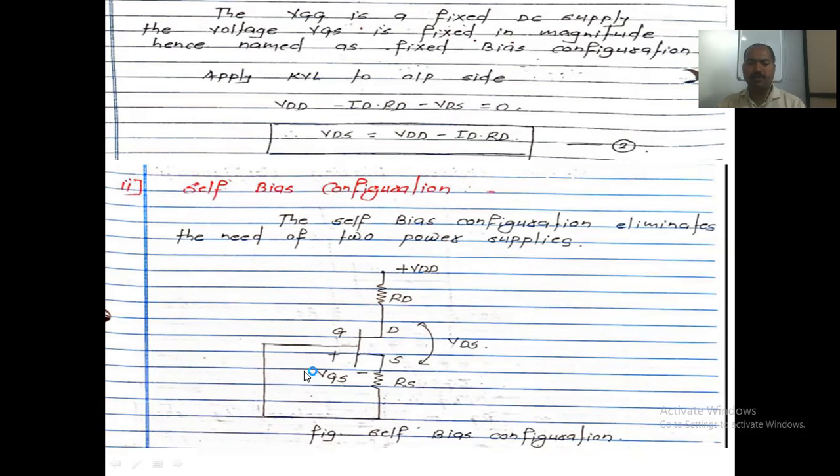When we have applied KVL to the input side, it indicates that only two terms are coming, VGS and this RS. Start with this loop. This is the main loop. Start with this loop.